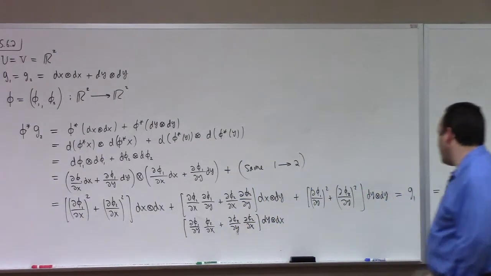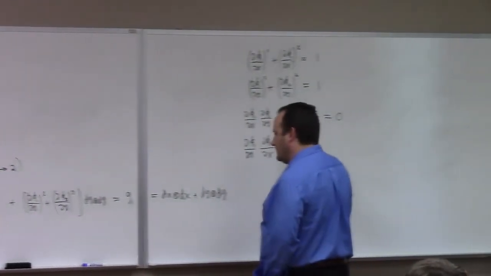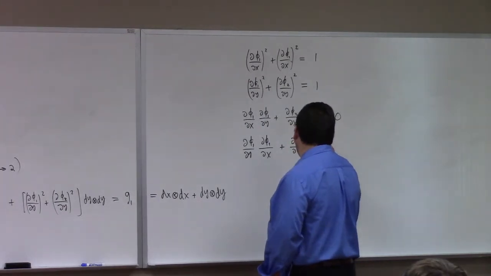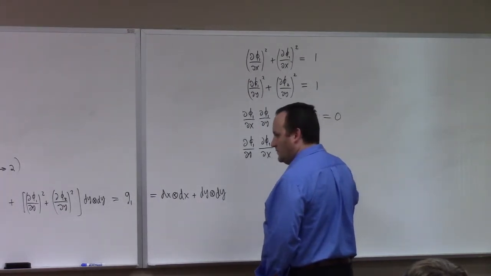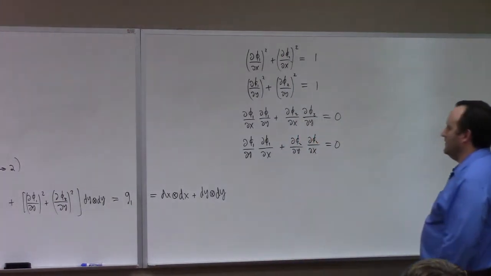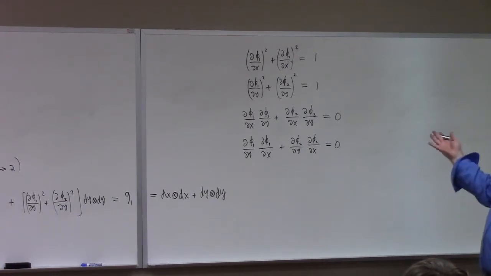Partial phi 1, partial y, partial phi 1, partial x plus partial phi 2, partial y, partial phi 2, partial x. All right. Okay, so there you go. Those are the conditions to have an isometry of the plane.